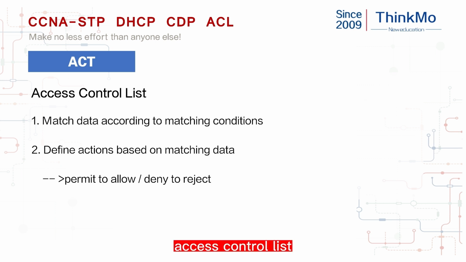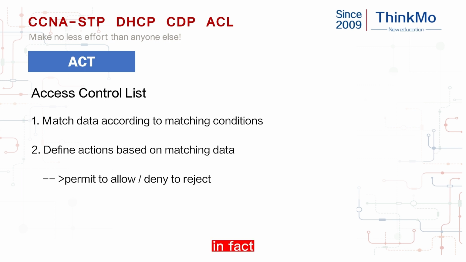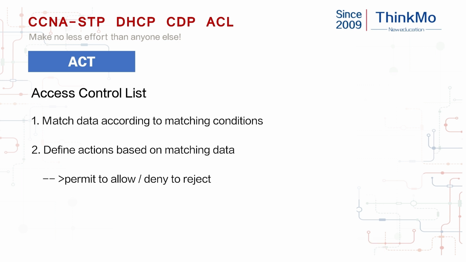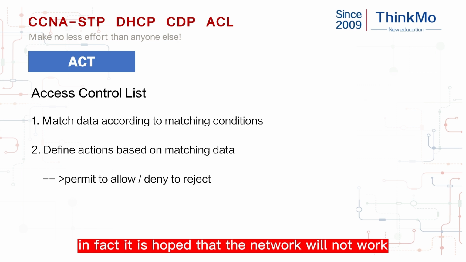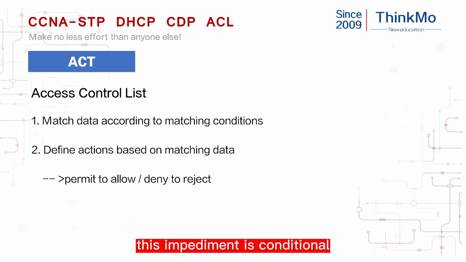Access control list. When configuring in Cisco, we call it access list. Techniques we have learned before, either routing or switching, in fact, all hope that the network can communicate. So we now pass the ACL. In fact, it is hoped that the network will not work. Of course, this impediment is conditional.